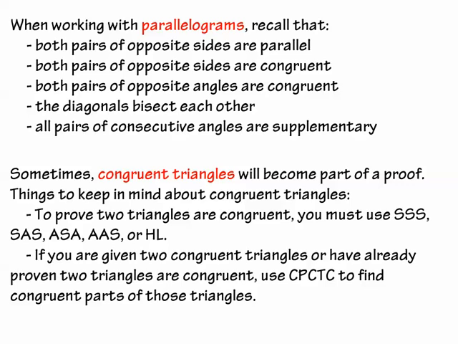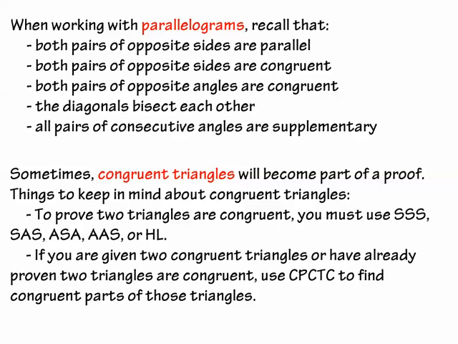Another thing you need to be aware of when proving things about parallelograms is that we have to keep in mind, obviously, the properties of a parallelogram. And we've got these 5 listed here. We know the opposite sides must be parallel, that both pairs of opposite sides must be congruent, that both opposite angles must be congruent, the diagonals bisect each other, and then lastly the consecutive angles are all supplementary. So those are things that again may be useful in a proof, but not necessarily in every proof.